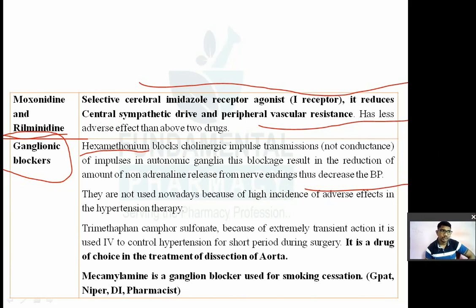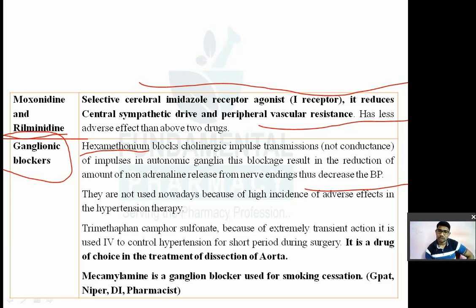Drug of choice in the treatment of hypertension in pregnancy: अल्फा मिथाइल डोपा. 3 बार बोल चुका हूँ अभी, क्योंकि यहाँ पे लिखा नहीं है इसलिए, ठीक है. तो याद रखो, आप जितना चाहिए उतना लिख भी सकते हो. You can write down. Now this hexamethonium is known as a ganglionic blocker.